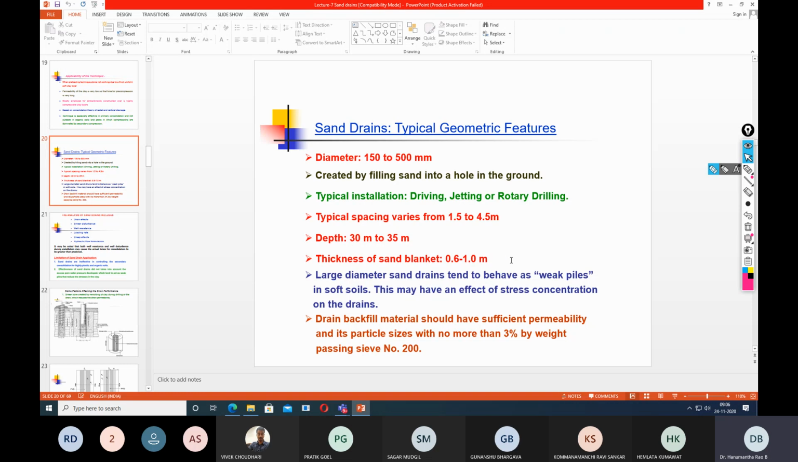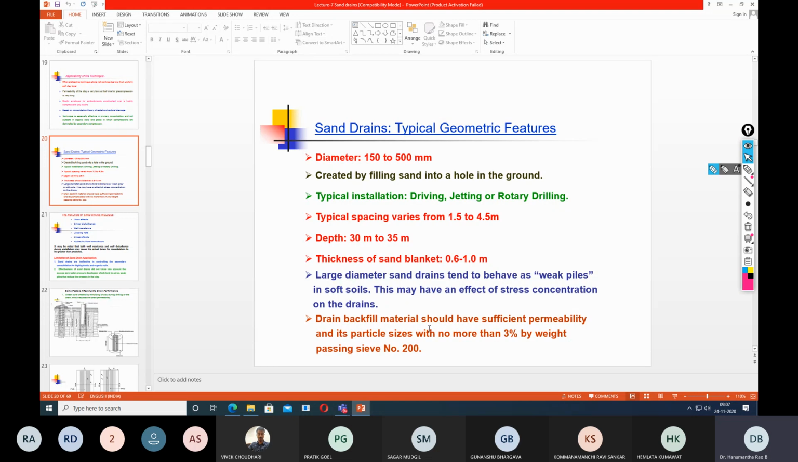Then there are some important points and limitations that we did discuss. Suppose the diameter of the sand drain is too large, then it may tend to act like a weak pile. However, the core function of the sand drain is to squeeze out the water by accelerating the consolidation. It is not supposed to take any amount of axial load from the superstructure or the free load, the surcharge load. Therefore, you need to be a little cautious when you decide the diameter of the sand drain. By no means should it act as a weak pile or take any kind of load.